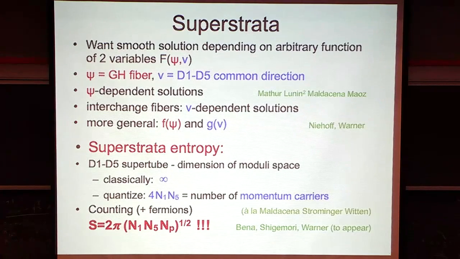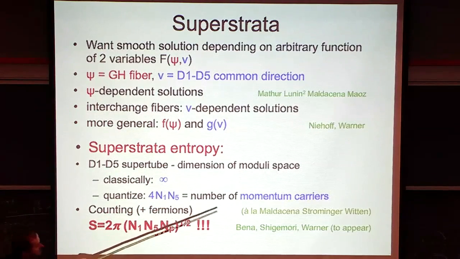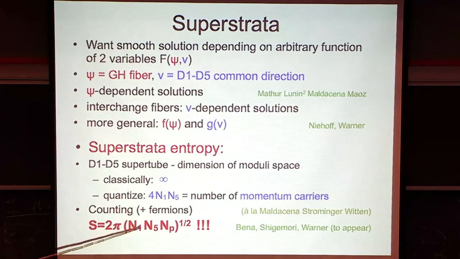So if you assume that this guy exists, again, we haven't built the solution yet. I don't have a Born-Infeld description, but again, I only have this argument based on projectors that it exists. If you assume the object exists and comes from putting momentum modes on supertubes, the moduli space dimension of the supertube is actually going to be 4 times n1 times n5, and this is going to give me the number of momentum carriers. And if you count again these momentum carriers and add the fermions, you'll get on the nose the Strominger-Vafa entropy.